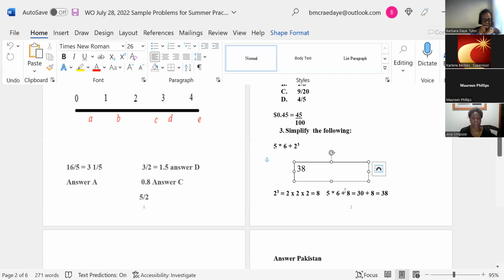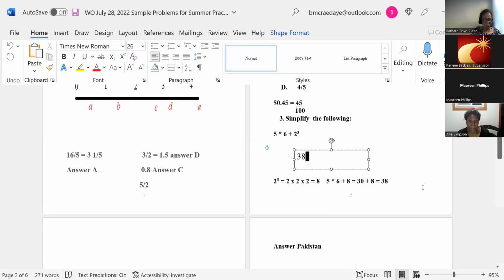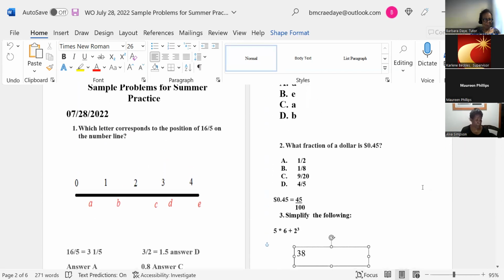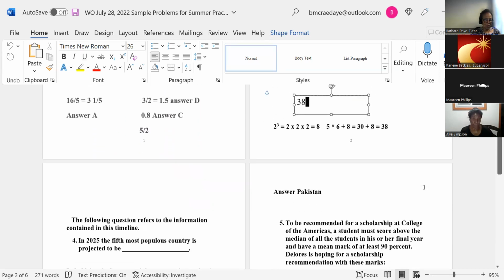And you knew that you did the exponent first. And then multiplication, PEMDAS: multiplication, division, addition, subtraction. So you multiply and then you add. There's your answer. Okay, Miss Barbara. So that was number 2.